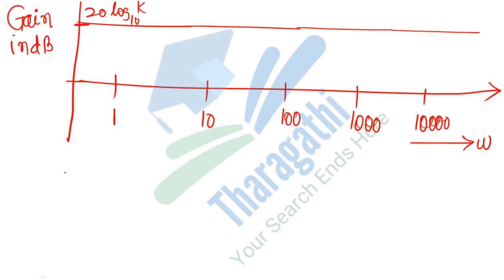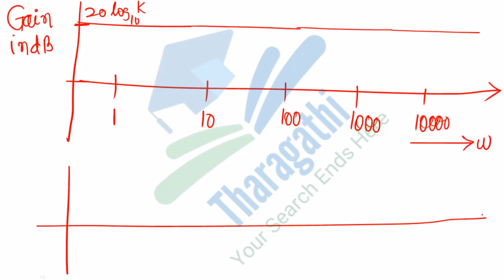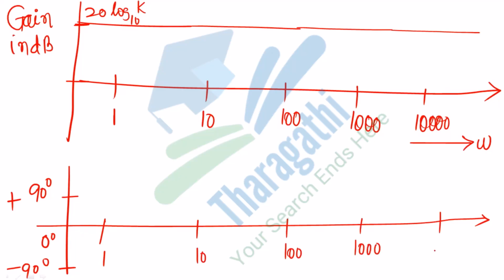Coming to the phase angle plot. The phase angle plot, this is 0 degrees. Somewhere here you can find plus 90 degrees. Somewhere here you can find minus 90 degrees. So this is omega equal to 1, omega equal to 10, omega equal to 100, omega equal to 1000, omega equal to 10,000. So this value will remain at 0.